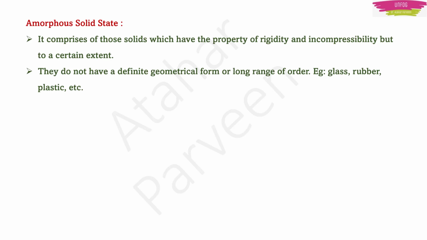Now let's talk about the other type of solid state. Till now we were talking about the crystalline solid state. Now we will discuss what the amorphous solid state is. Amorphous solids have the properties of rigidity and incompressibility, but not to a maximum extent. They are not as hard as crystalline solids. When you compare, they have less rigidity and less incompressibility. Basically, they do not have a definite geometrical form or long range order like crystalline solids. Examples are glass, rubber, plastic, etc.